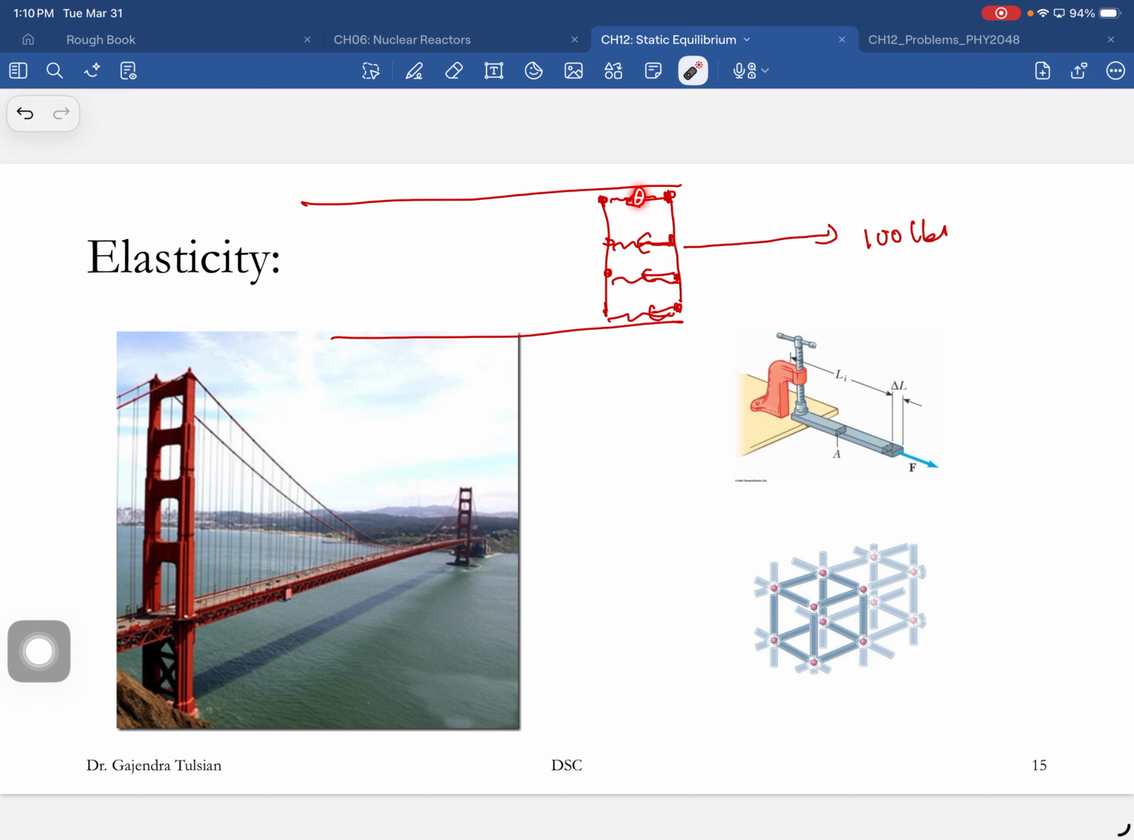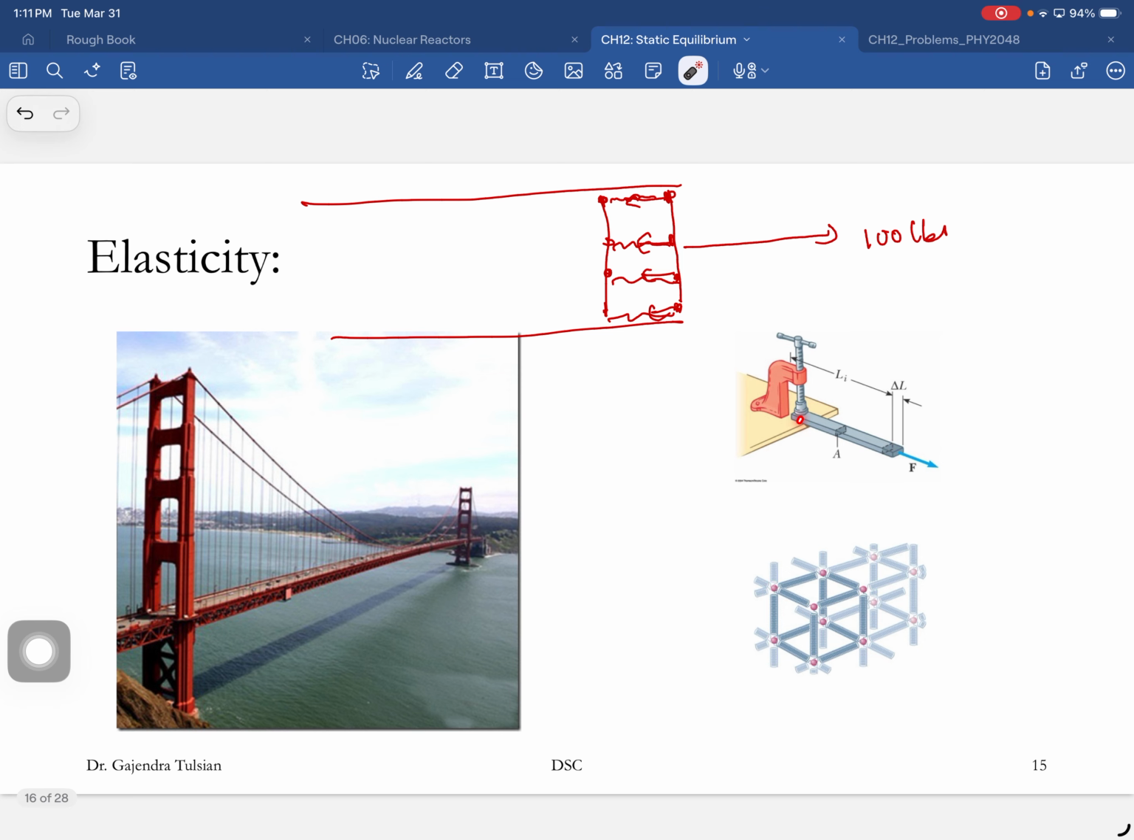Okay, the springs stretch enough such that these forces add up to 100 pounds. When I apply 200 pounds, these springs will stretch more such that all those forces add up to 200 pounds. Okay, so how much stretch happens is decided by the internal forces having to balance the external force. And so once you remove this external stressing force, the stretch will go back to its original equilibrium position. Okay.